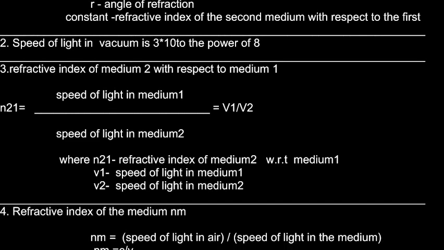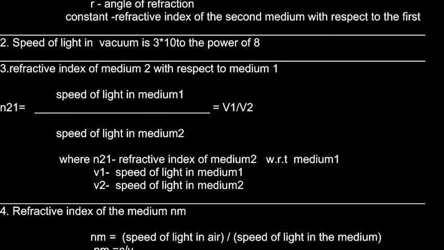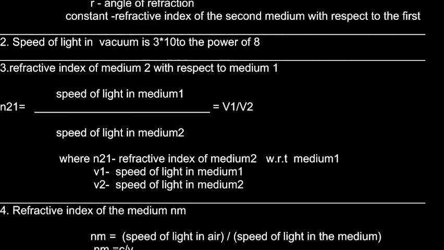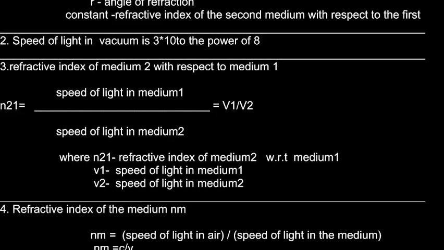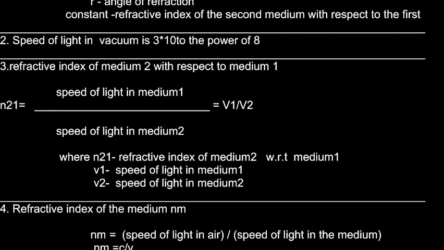See, N12 it is given. If N12 is given, then it is the refractive index of medium 1 with respect to medium 2. N21 means, concentrate, speed of light in medium 1 divided by speed of light in medium 2. Understand this one very well. That speed of light ratio you are taking here, speed of light in medium 1 upon speed of light in medium 2, given by V1 and V2. So N21 means V1 upon V2.